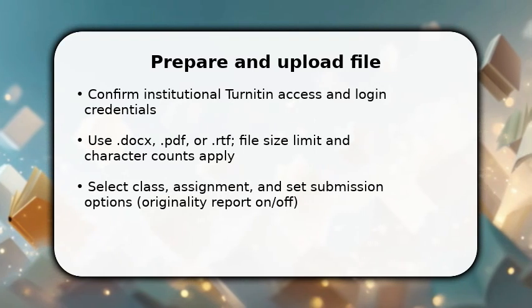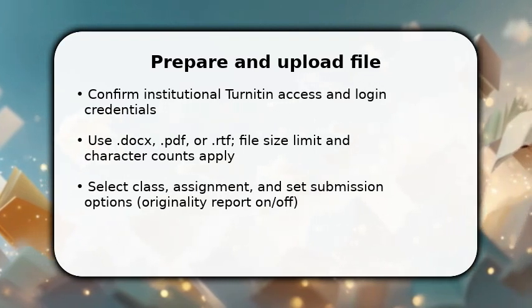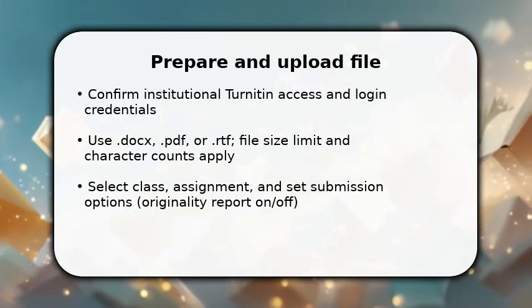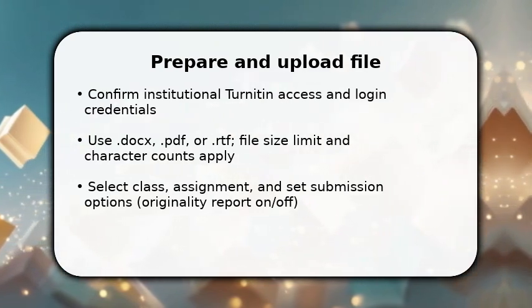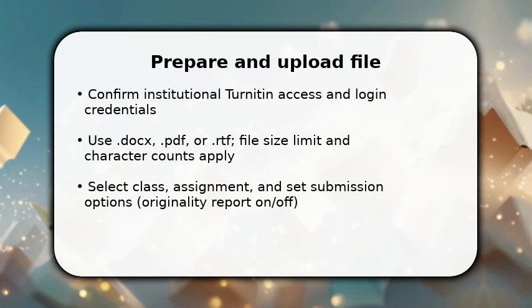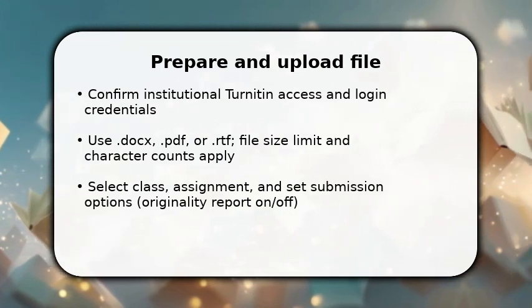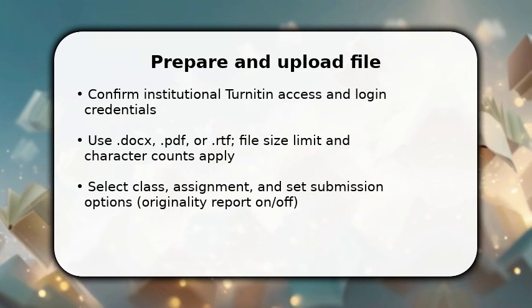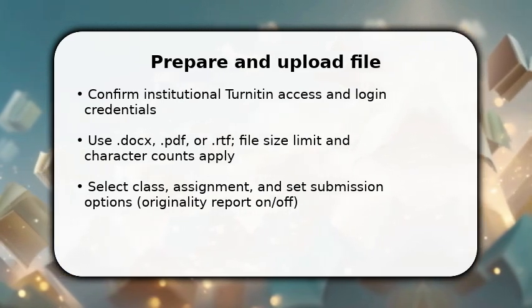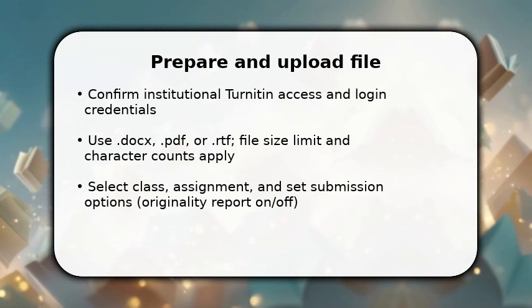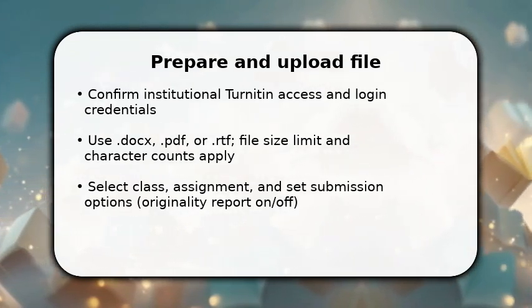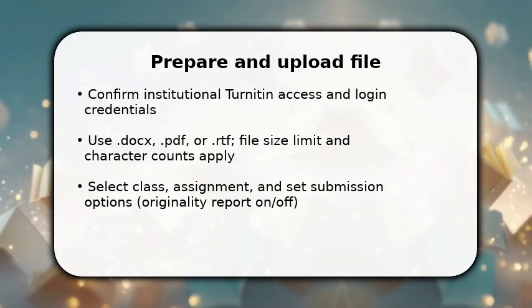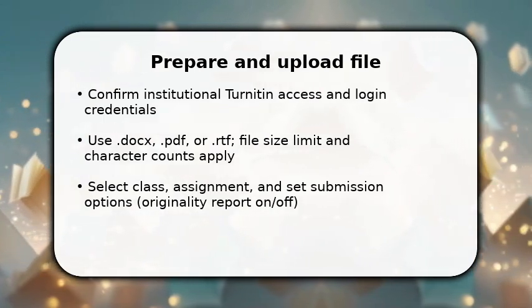You start by confirming your Turnitin access and choosing the correct class and assignment. This matters because reports tie to specific assignments. Once logged in, upload a supported file type such as docx or PDF and name it clearly. Make sure to set whether you allow revisions, who can view the originality report, and the submission date. These first choices control comparison pools and student access, so take a moment to verify them before you submit.